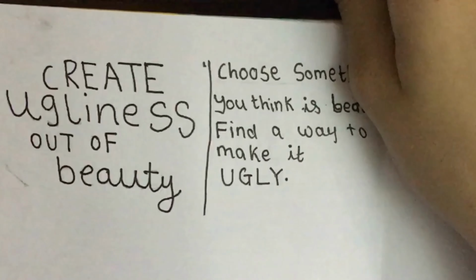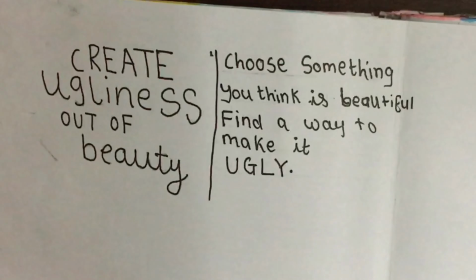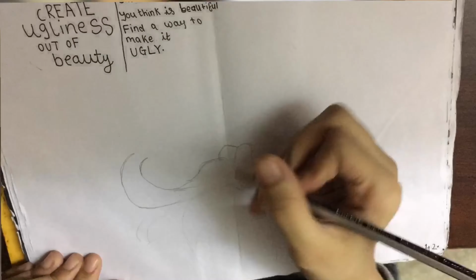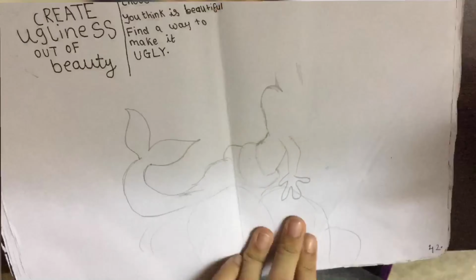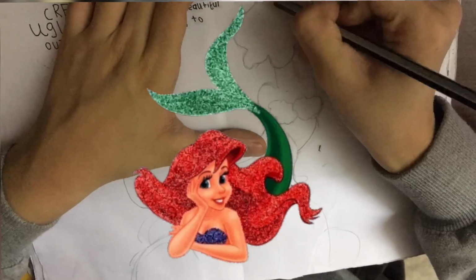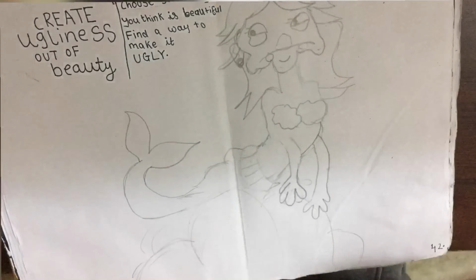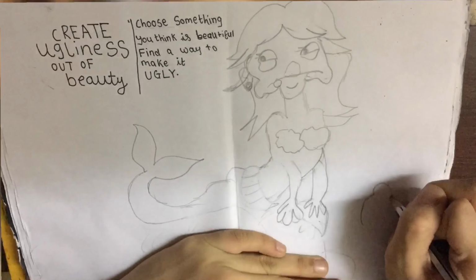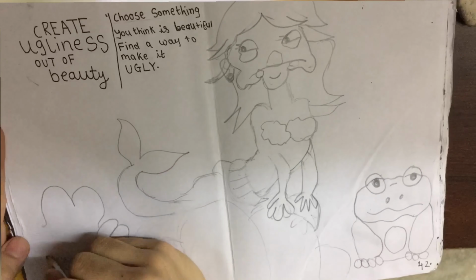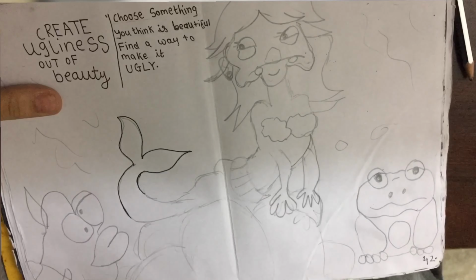So the first page for this episode says to create ugliness out of beauty. Choose something you think is beautiful, find a way to make it ugly. This was kind of a hard page for me because I didn't exactly know what I wanted to do on it, but then after a lot of thinking, I decided to choose Princess Ariel as the character because she's really beautiful in the movie, so I decided to make her look ugly in my image. I'm sorry, Princess Ariel, I don't mean to offend you or anything, but this is what I eventually thought of after a lot of thinking.